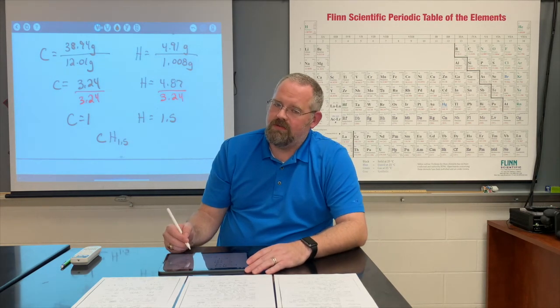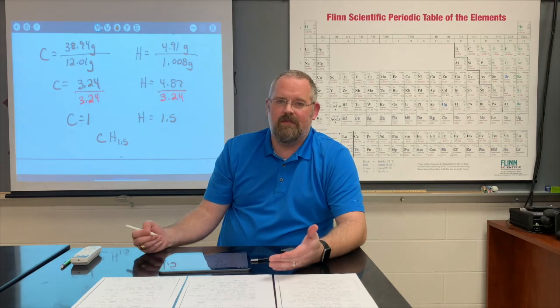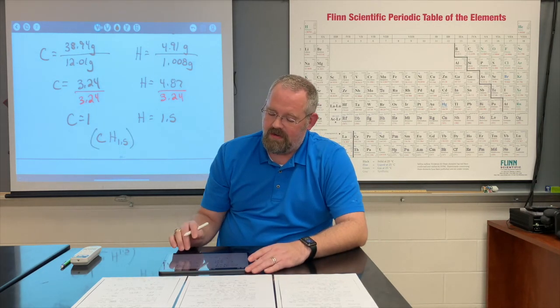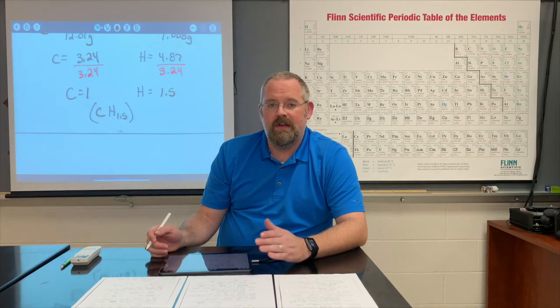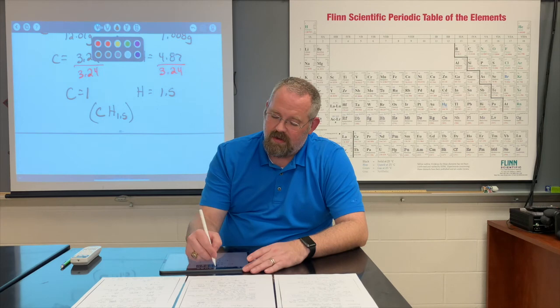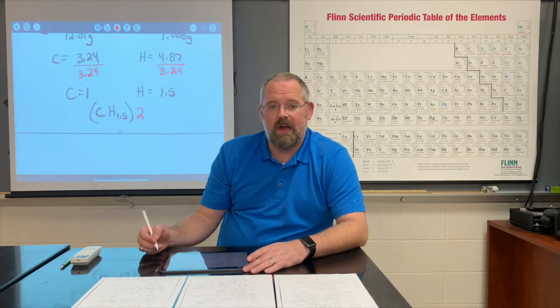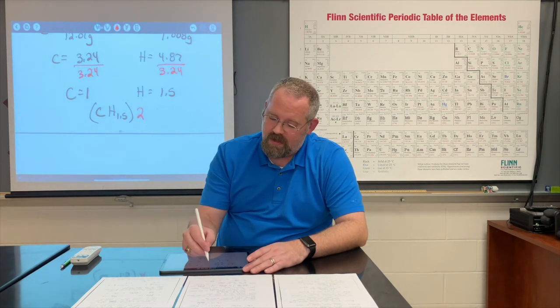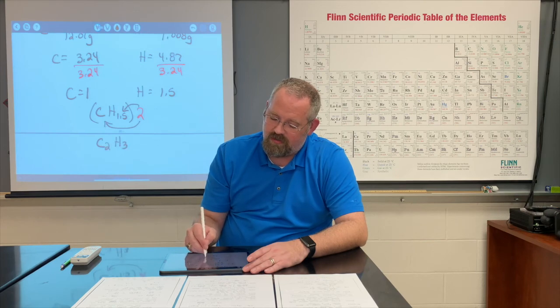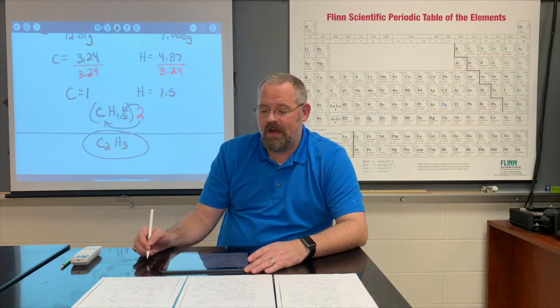That's strange, because you can't have a half of an atom. So here's what you got to do. If you find that you have a decimal place, then you can simply multiply through by a common factor. So that would give me, I'm going to distribute this 2 to both. All right, so I get C2H3, and that's going to be my final answer.